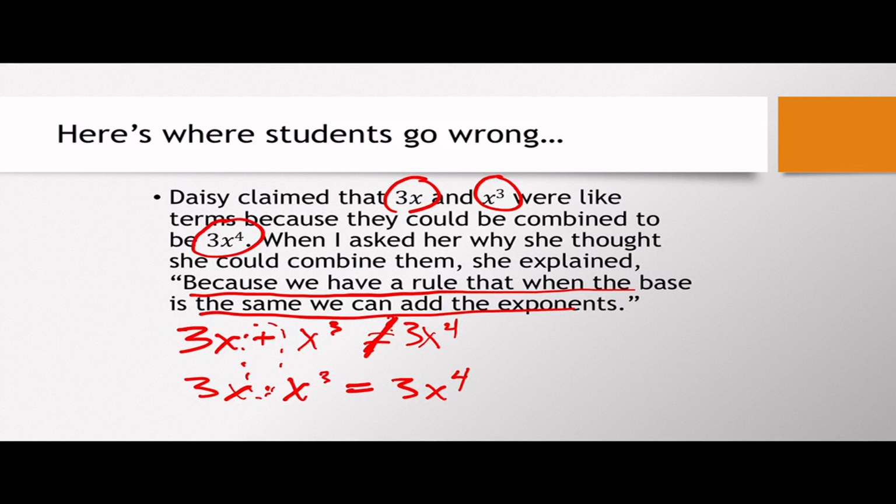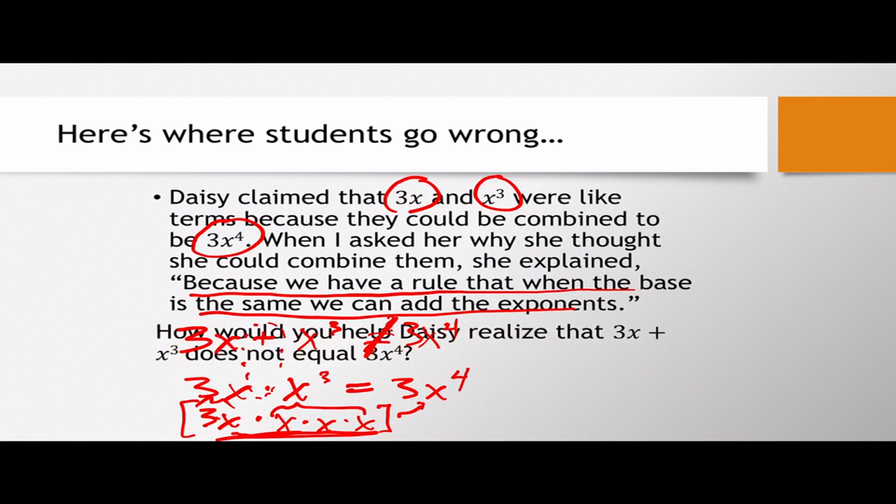This right here is true because 3x to the third is the same as 3x times x times x times x. So x to the third is these three x's multiplied together. 3 times x is 3x, and all of them are multiplied together here. So that's why it's 3x to the fourth. Okay, so that answered that question down there.